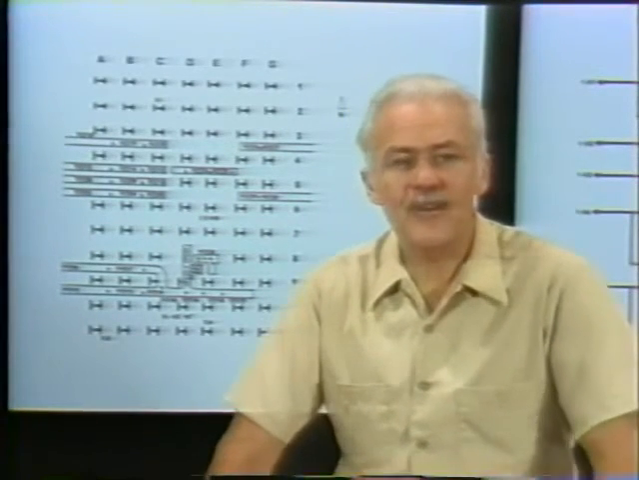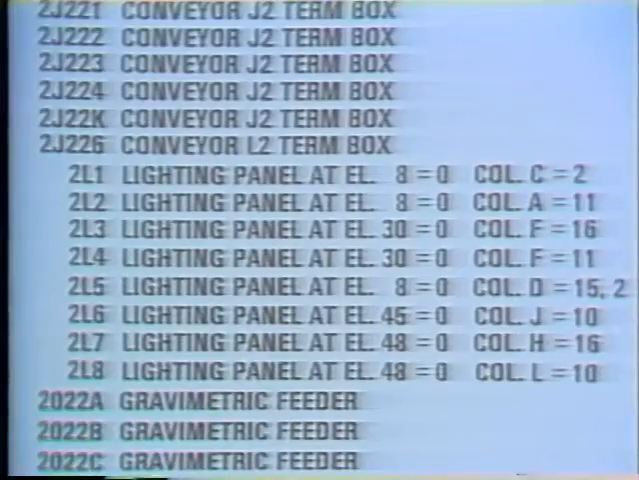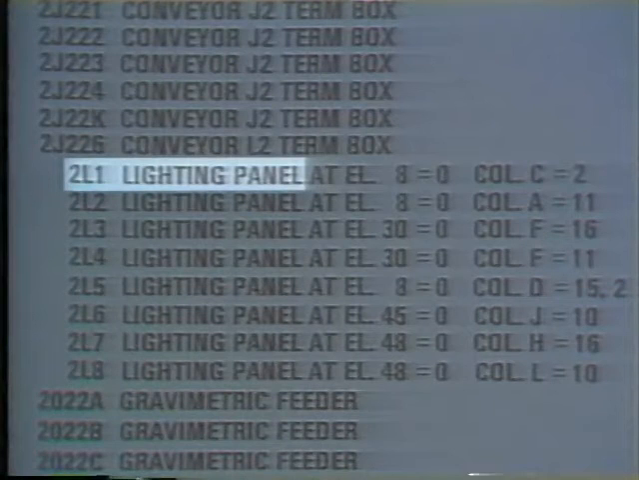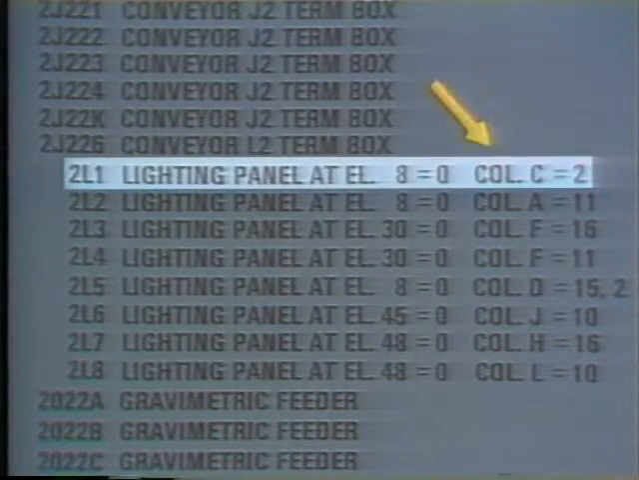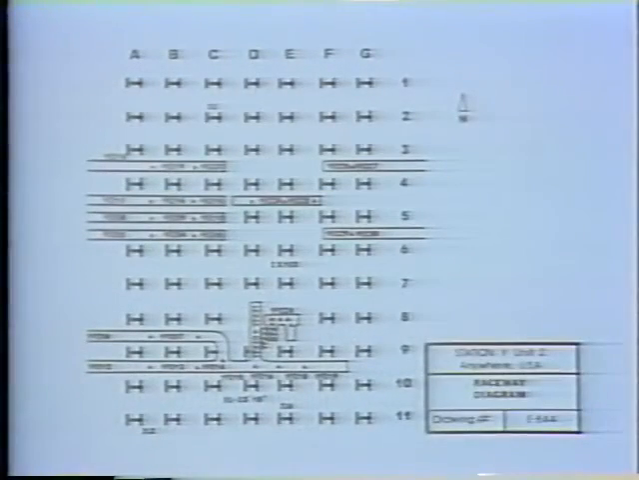Now, armed with this information, let's see if we can locate a specific column in this plant. Let's use a column we talked about in the segment on equipment location indexes. Remember, we located lighting panel 2L1 in the index, and the index told us it was located on column C2. All right, let's locate column number C2.